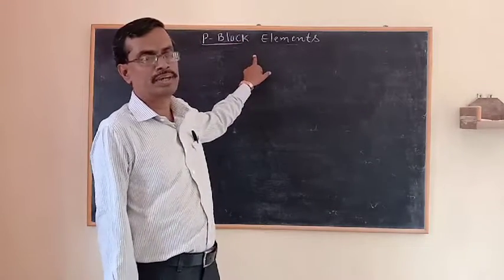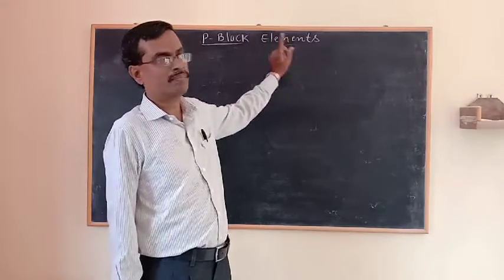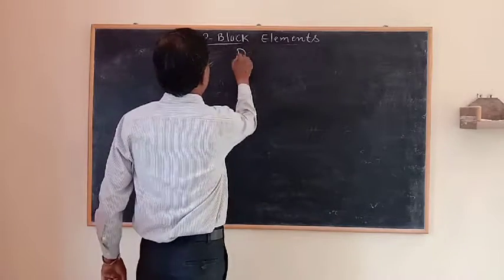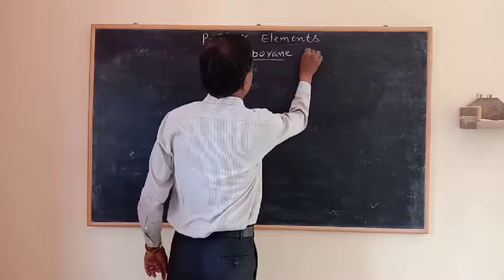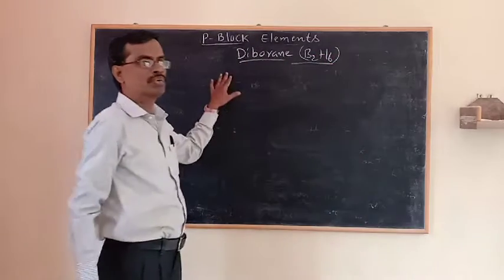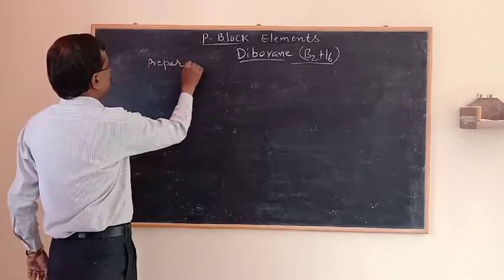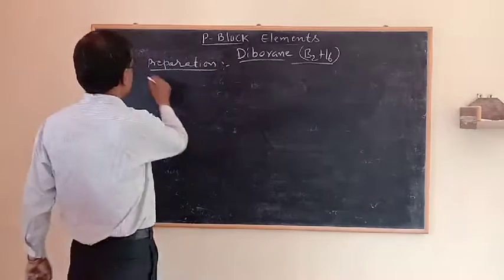Now we will start this chapter, p-block elements, for BSc second semester. In this chapter we will study the important compound diborane. The formula for this diborane is B2H6. Now we will study how to prepare this diborane, one by one.